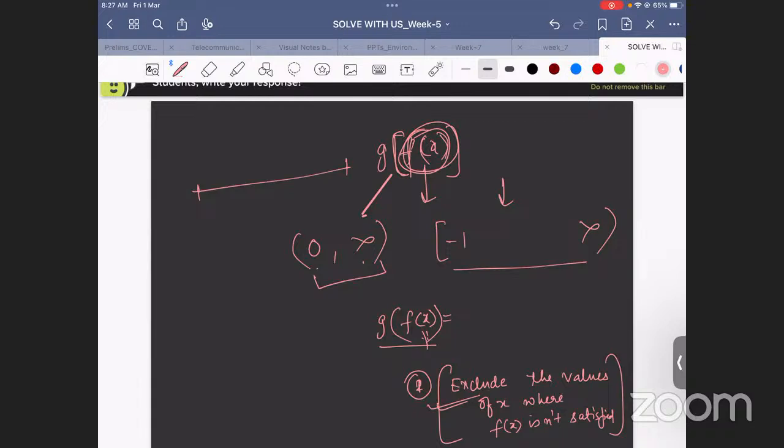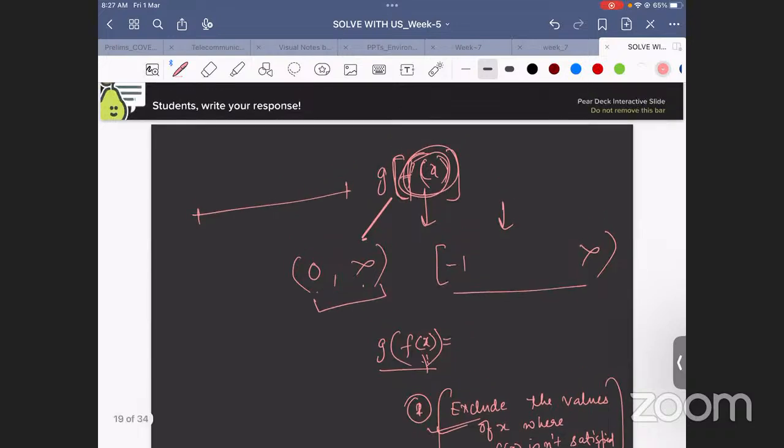Domain of... So we have to take the intersection, right? Intersection of the domain of g and the range of f. So we take minus 1 to infinity. But how can the intersection bring minus 1 when one value is starting from 0? That does not make sense.